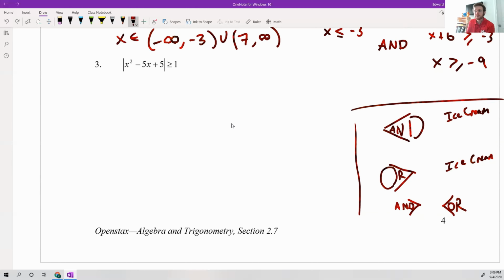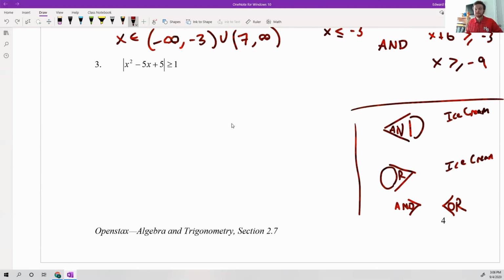Or you can think about this logically. This is when is the number outside of -1 to 1? It's an "or" situation. If I had flipped this sign, it would be when is the number between -1 and 1? It's a between question. It's an "and" question.